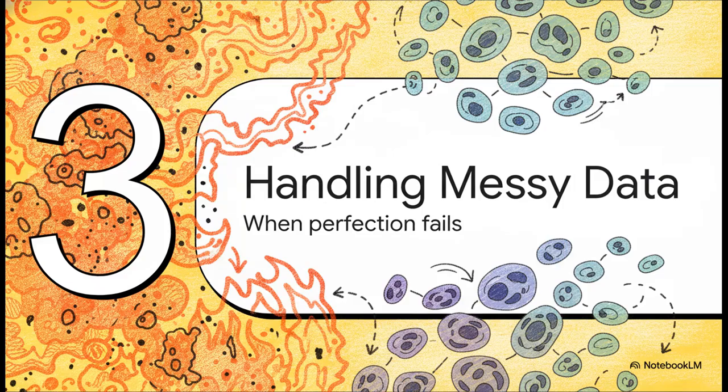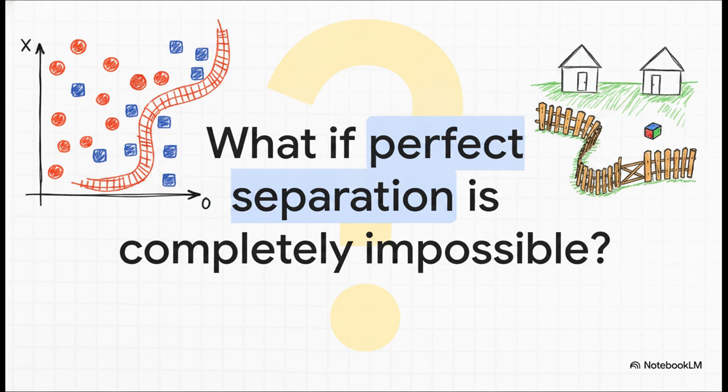Moving on to Section 3, handling messy data. Obviously, we don't live in a perfect, clean, geometrical universe. What happens when perfect separation is just impossible? Say you have a single wonky blood glucose measurement that falls on the totally wrong side of our graph. Or maybe a kid accidentally leaves their toy in the neighbor's yard. If you force the algorithm to make a perfect boundary, it would have to draw this crazy, distorted, zigzagging fence just to account for one tiny anomaly. Forcing a perfect split like that would completely ruin the general rule for everyone else.